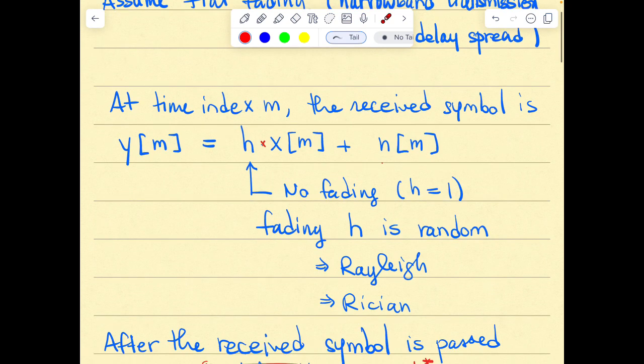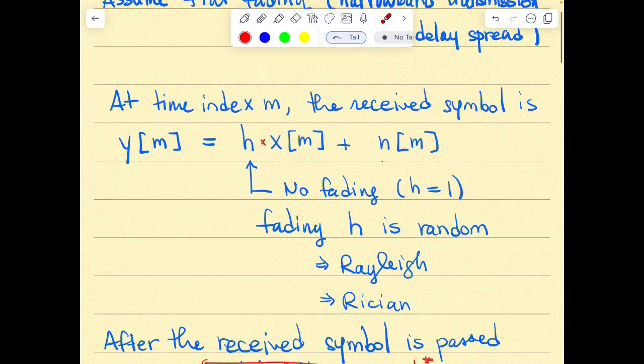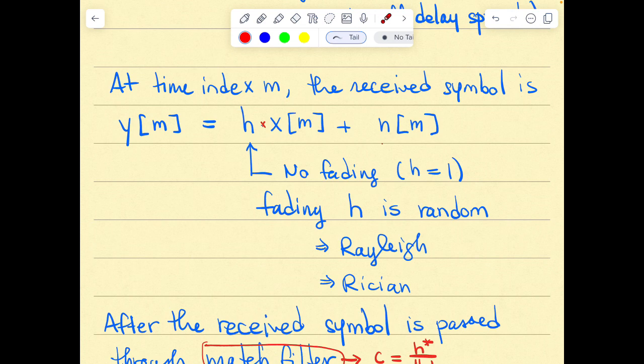Okay. So in case there's no small scale fading, that means this variable h is always equal to 1. Now, if there's some fading, that means this h will be random, and the distribution of h depends on what kind of fading it is. It could be Rayleigh fading or Rician fading and other fadings. But in this clip, we're gonna take a look at these two kinds of fading: one is Rayleigh, and one is what we call Rician.